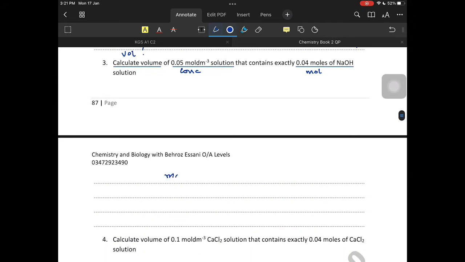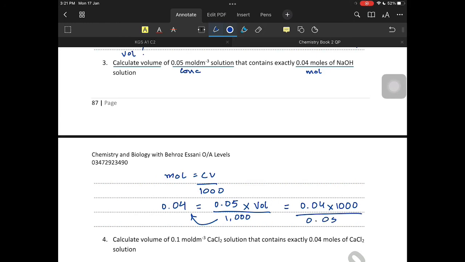Let's put the same formula, but let's see how we tweak it. CV divided by 1000. We know that moles is given, 0.04. Even the concentration is given, which is 0.05. Volume is missing, so I just put VOL over here. 1000 is a mathematical constant. We shift a few values to the other side of the equality. So 0.04 times 1000, because 1000 goes on the other side of the equation, divided by 0.05, so we can calculate the volume.